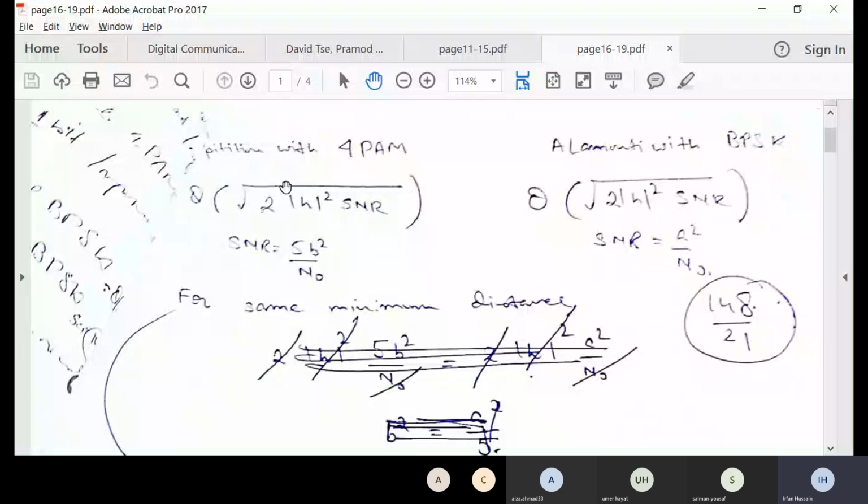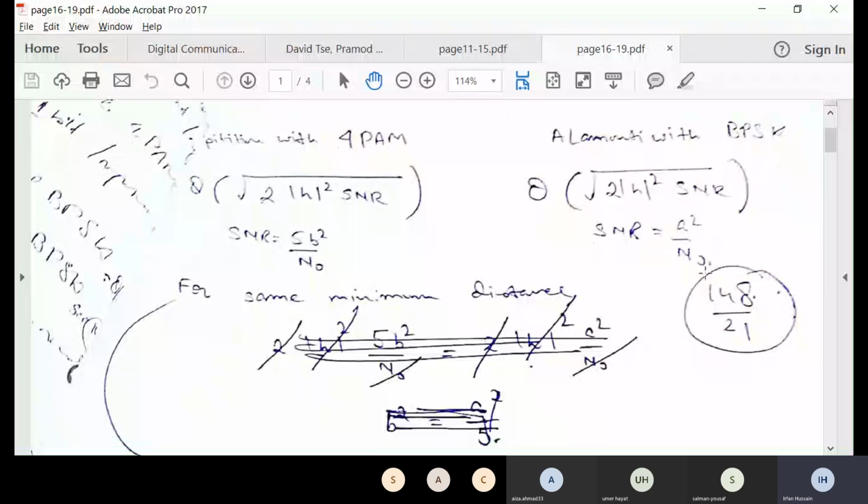Now repetition with 4PAM, what is the error? Same thing, we just solved it previously. Any repetition scheme, its error is given as 2H mod S, and LMOT with BPSK we found it is also the same. So it is the same 2H square SNR, both have been shown previously. But what is the difference? In 4PAM, we know that SNR is 5B square over N naught, but in BPSK it is A square over N naught. Now what is the meaning of same minimum distance?